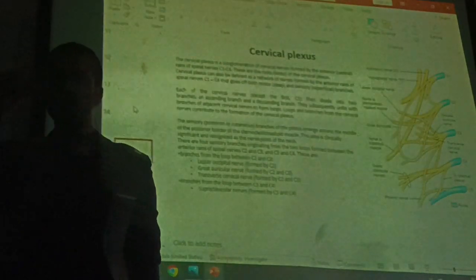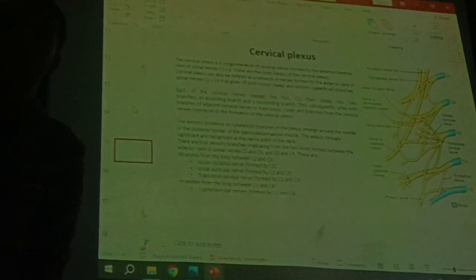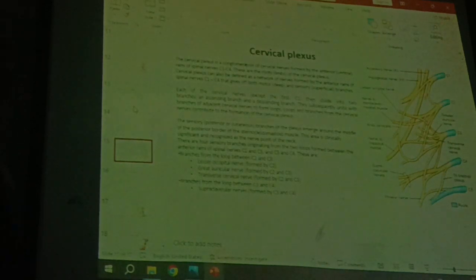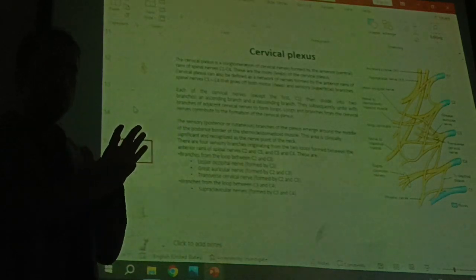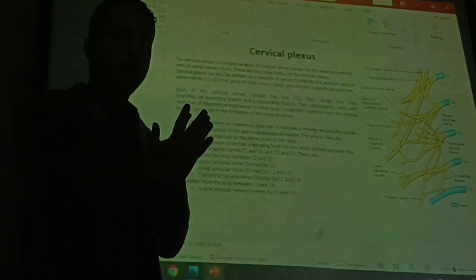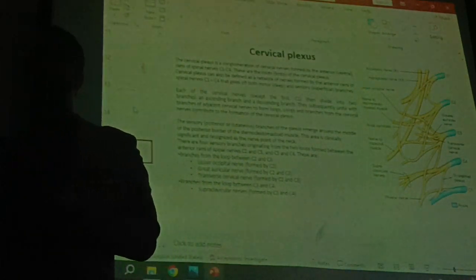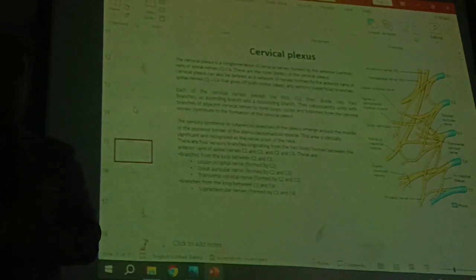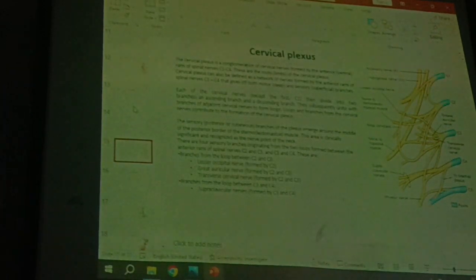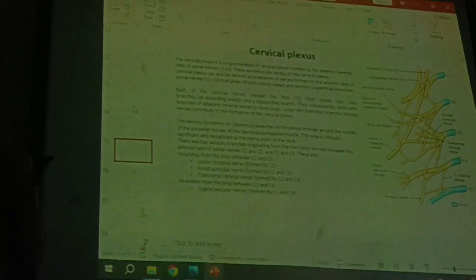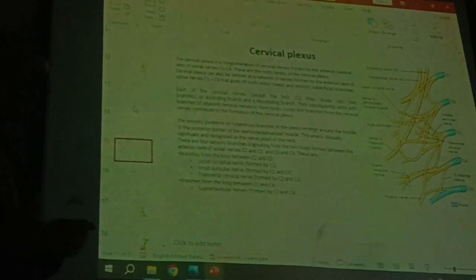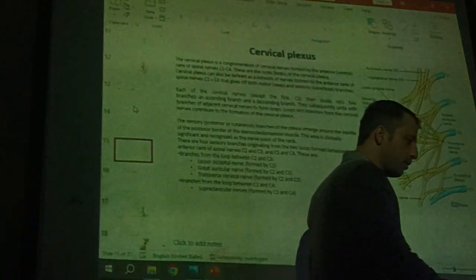Yes. So if I ask you, is the ansa cervicalis located anterior, parallel, or posterior to the common carotid artery? What do you answer? Anterior. Yes, anterior, because it is located in the depths of the carotid sheath, and the carotid sheath covers this structure.